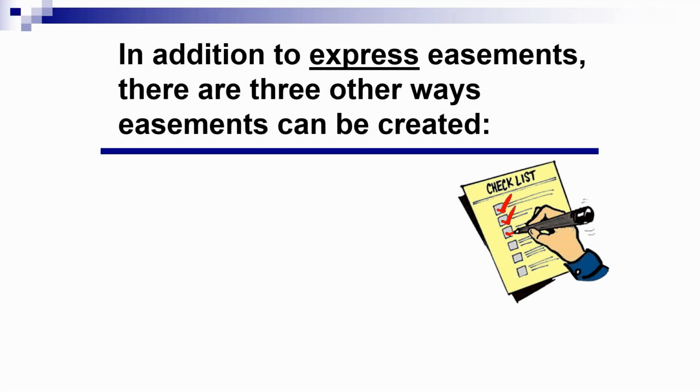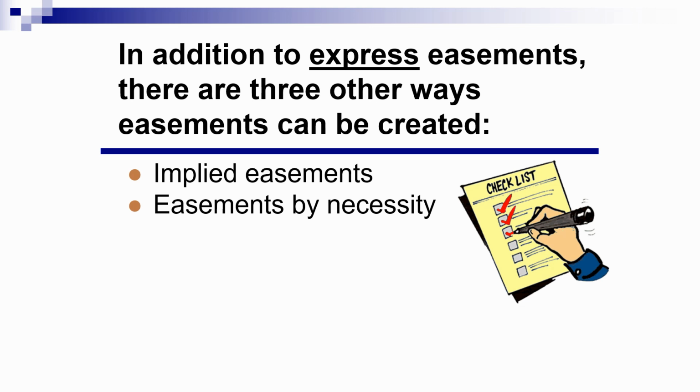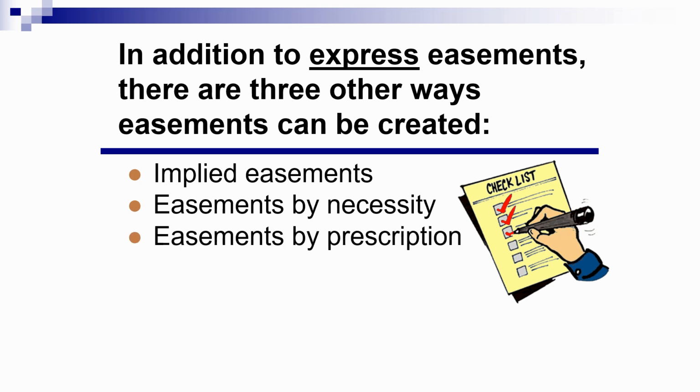Now, in addition to express easements, we've said that there are 3 other ways that easements can be created. And you can use the 4 ways of creating easements as a sort of checklist. There are implied easements, there are easements by necessity, and there are easements by prescription. Anytime you get an easement question, either on an exam in law school or in real life, when a client presents one to you, you need to think about each of these 3 ways of creating easements in addition to the express easement that we've already covered. We're going to examine all 3 of the other ways now, and we'll begin with the implied easement.